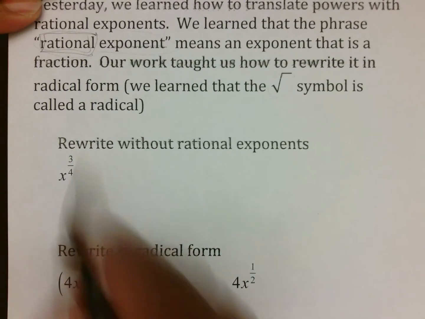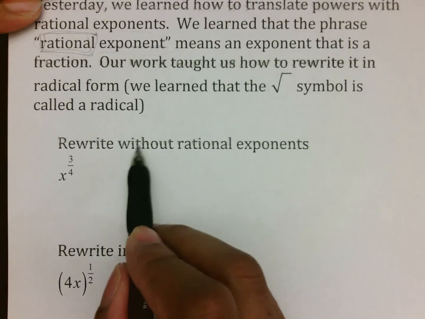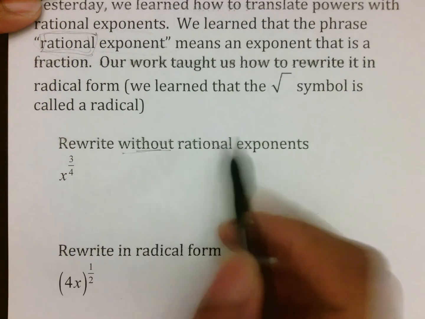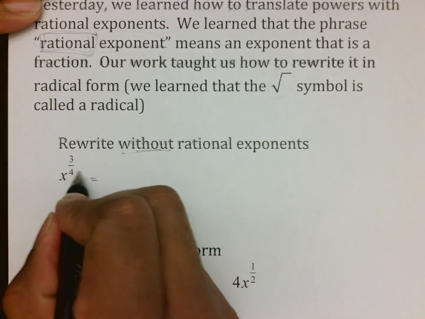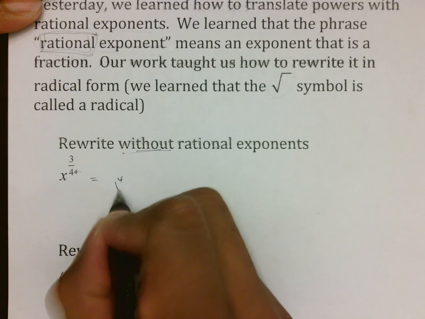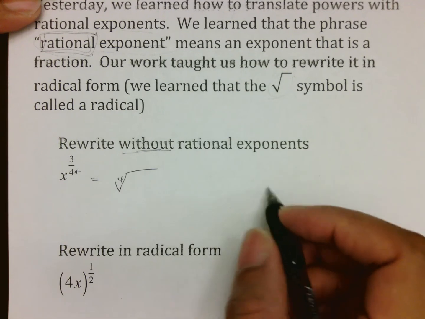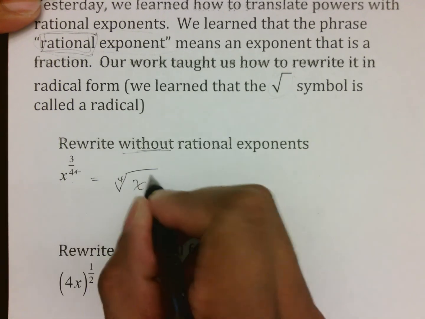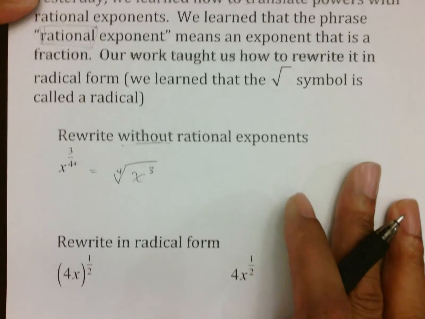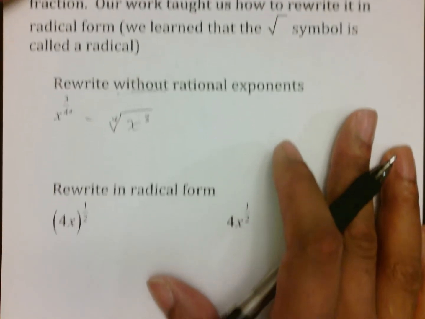We were asked to rewrite this without rational exponents, which means that they do not want fractional exponents. And so what we learned was to take the bottom number here, put it on the outside of the radical, and then put the base and the power on the inside. It was a very easy shift, and that was really all that there was to it.